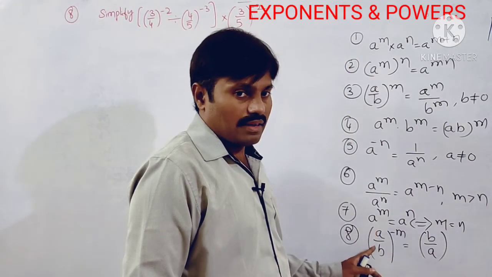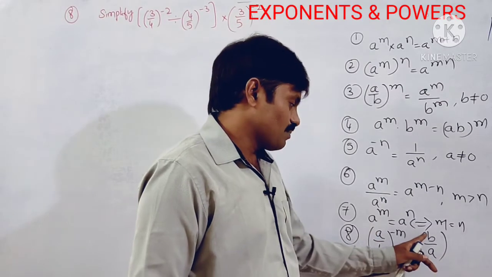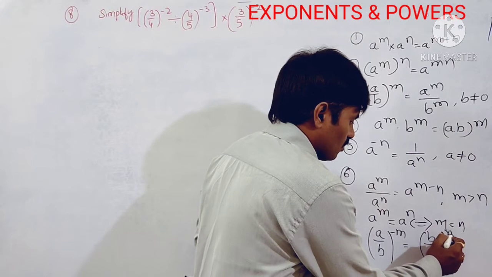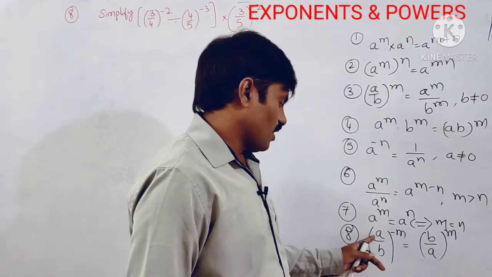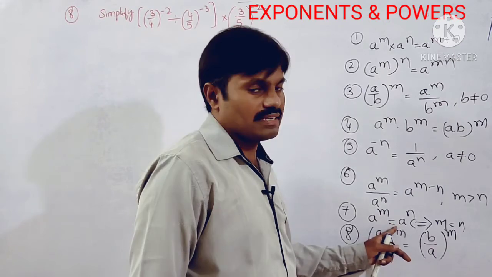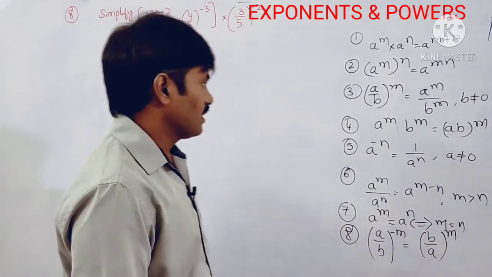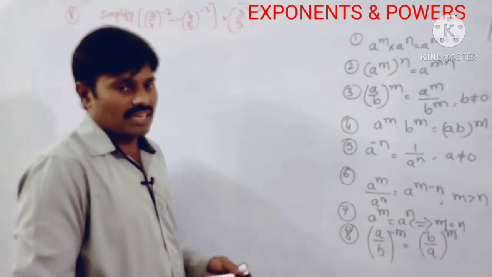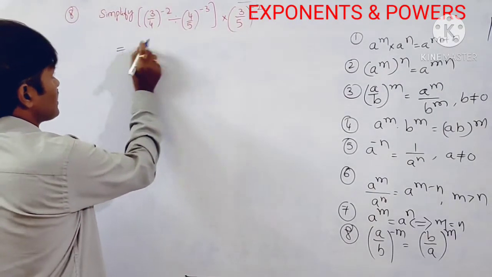What is the base here? The base is a by b. If we write the reciprocal of this base, then we can ignore this minus sign. So the formula is (a by b) whole to the power of minus m can be written as (b by a) whole to the power of m. Clear? By using that formula, we can solve this problem and simplify this expression.